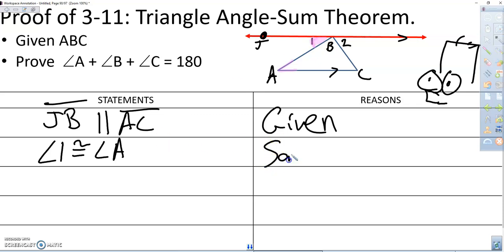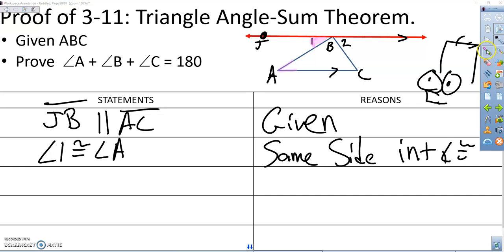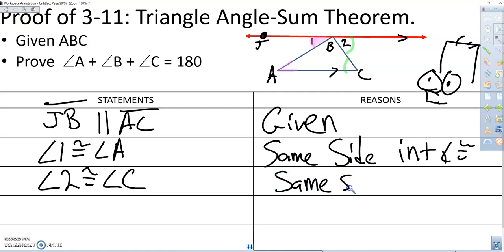Same side interior angles are congruent. And then over here, we've basically got the exact same situation. We've got this angle 2 and angle C. They're the same size. So angle 2 is the same size as angle C for the same reason. Same side interior angles are congruent. Okay. Boom, boom, boom. Those things were true.